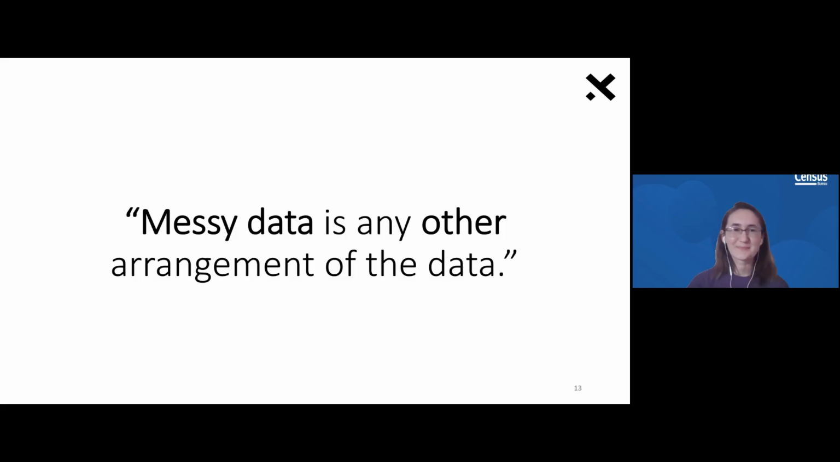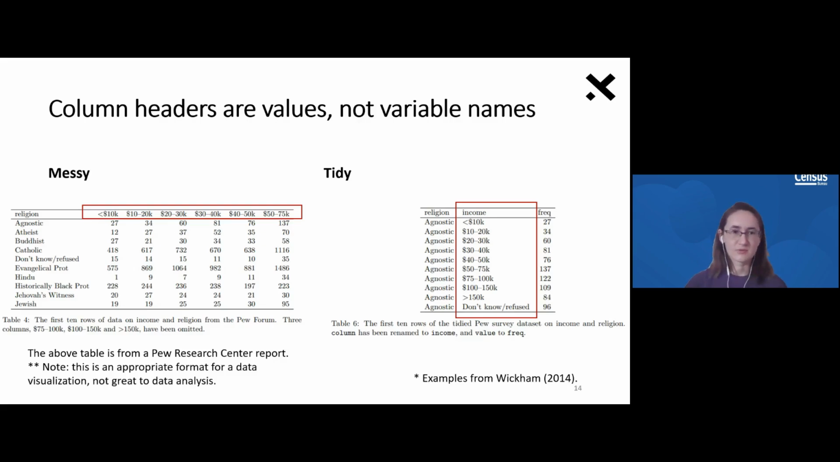And in the paper, Hadley defines messy data as any other arrangement of the data. I'll give one example. There are a couple more in the paper, I just won't have time to get into them. The paper uses an example of a table from a Pew Research paper. What we see here is religion across our rows, and income buckets across our columns.